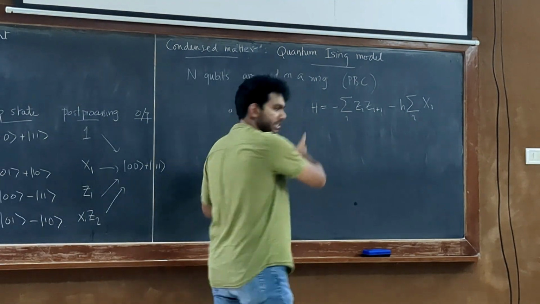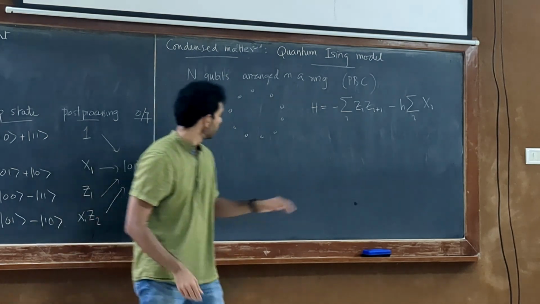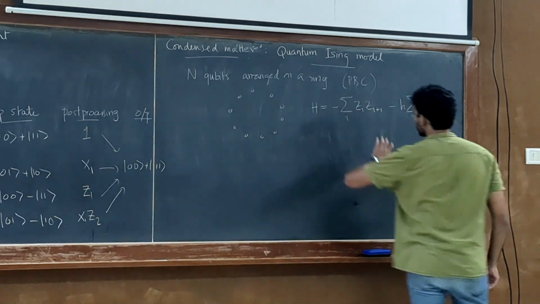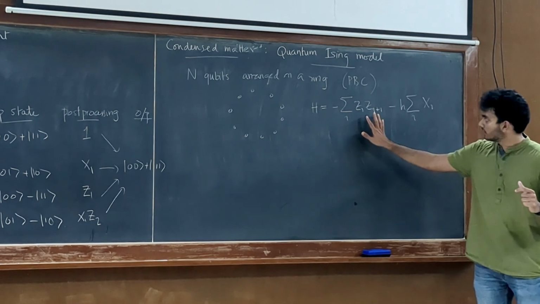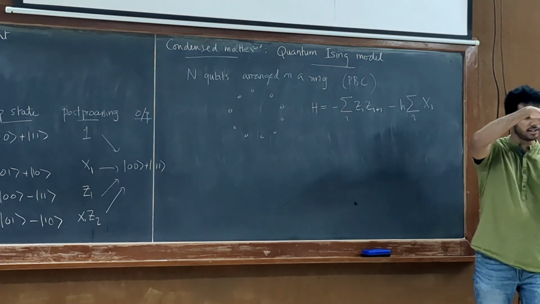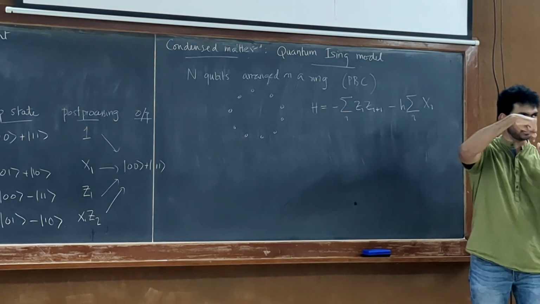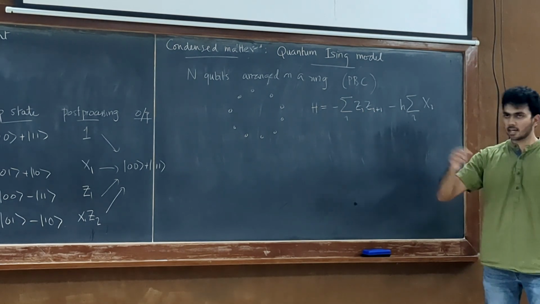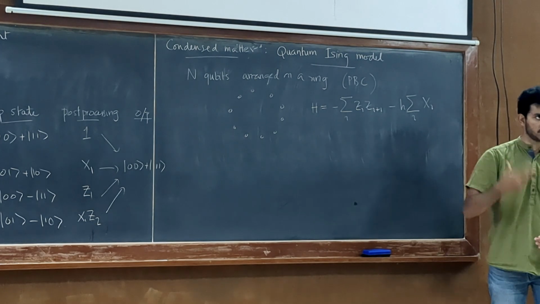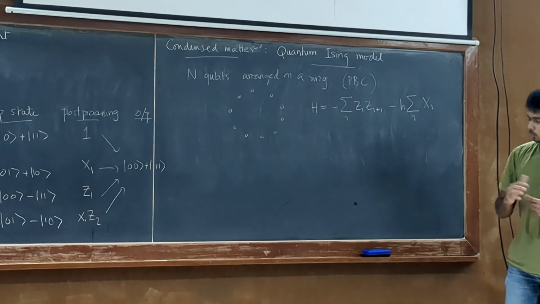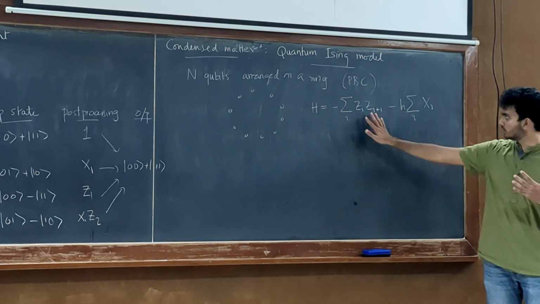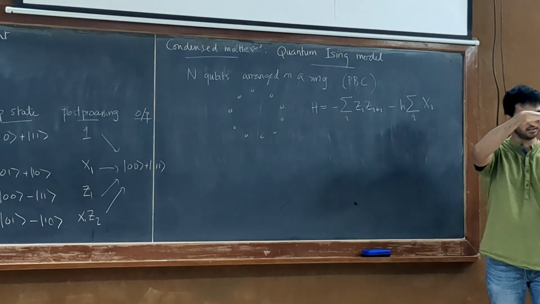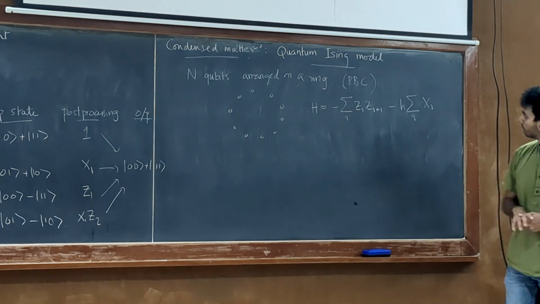Let's think of the states in the Z basis. What this term is trying to do is that there is an energy cost if the neighboring spins are pointing opposite to each other. Right? Here Zi and Zi plus 1 are pointing in opposite directions, that's an energy cost. So we want to lower energy, so this term doesn't like having an upspin next to a downspin.